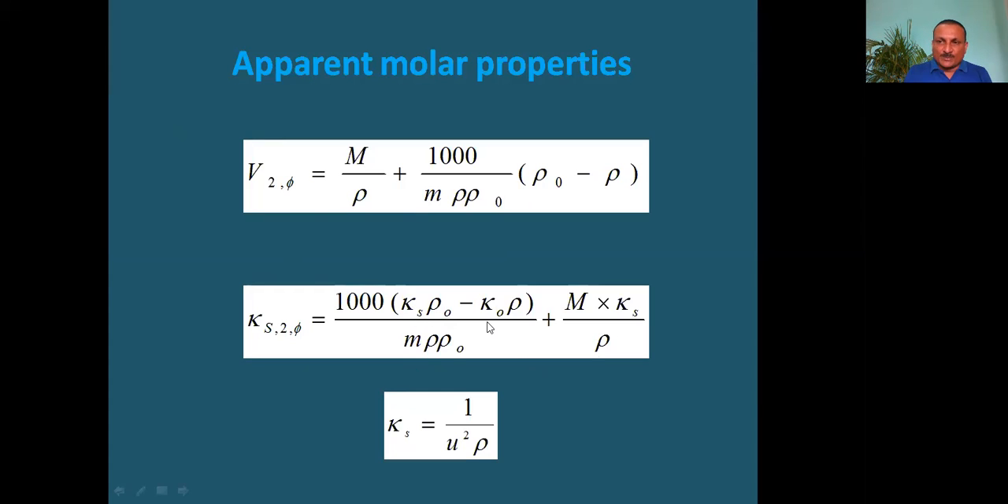This isentropic compressibility is calculated using ultrasonic velocity of solution and density of solution. So if we accurately measure the density of solution and solvent and ultrasonic velocity of solution and solvent for different molar concentrations of the solution, then we can calculate the apparent molar volume and apparent molar isentropic compressibility.